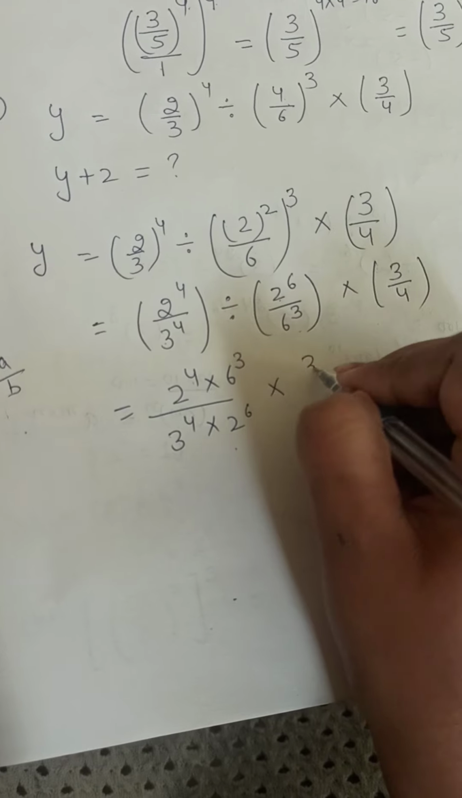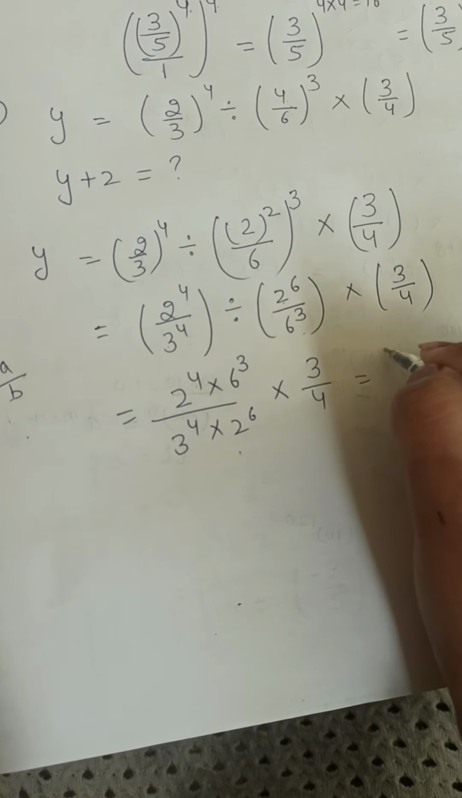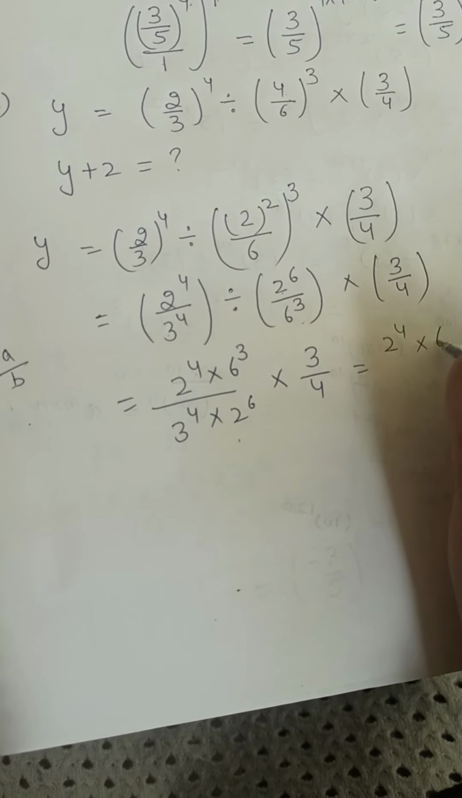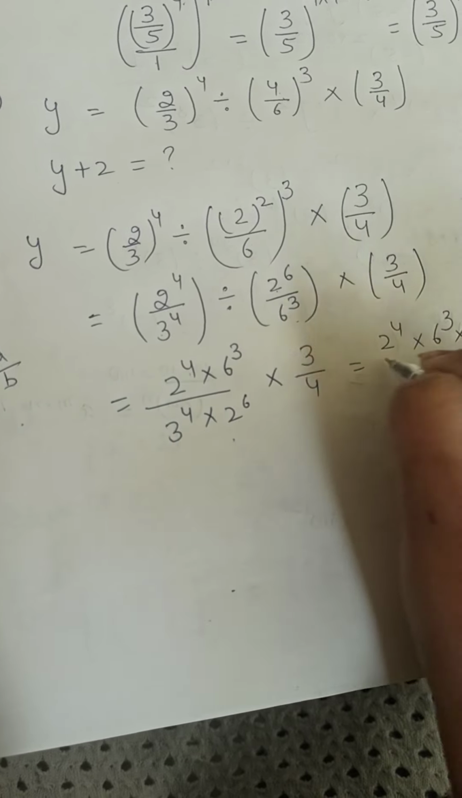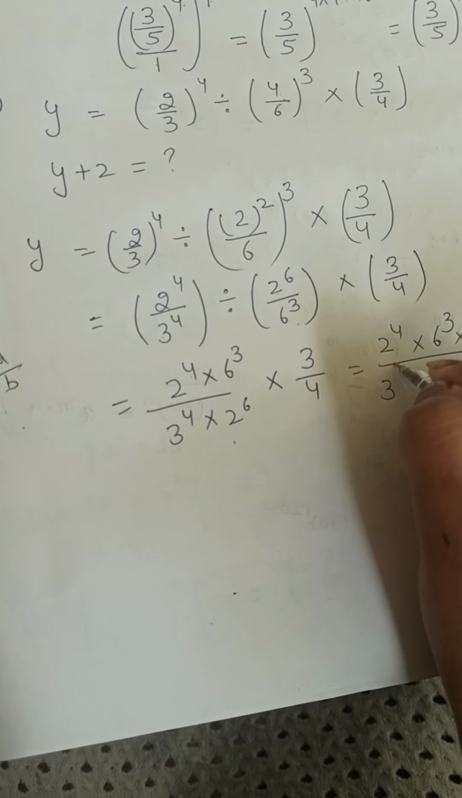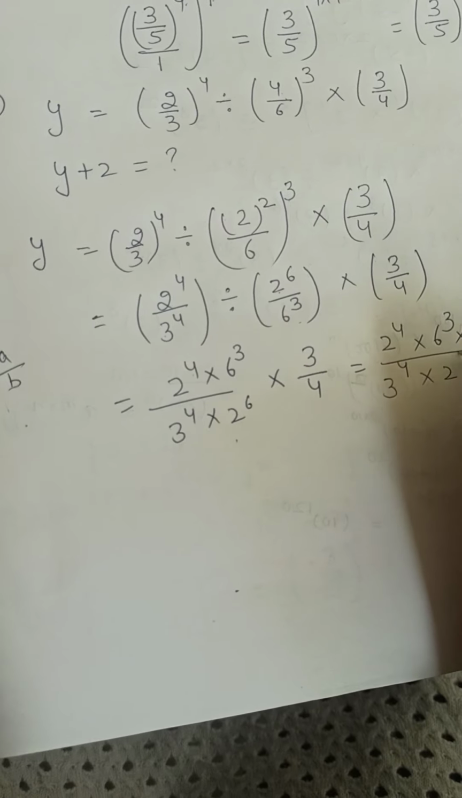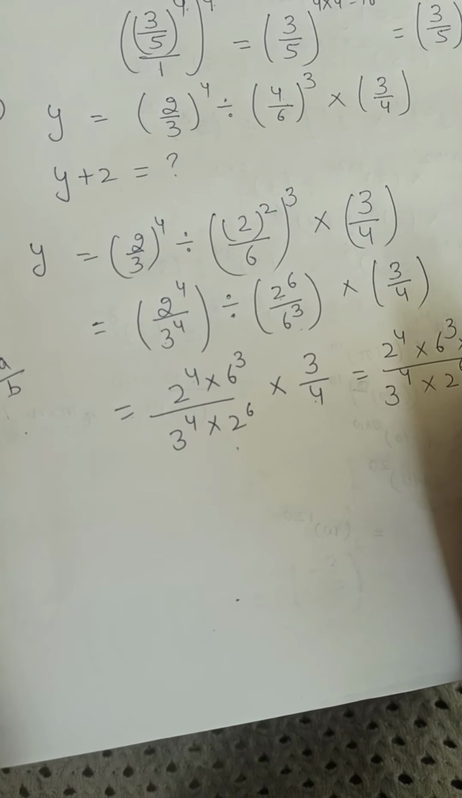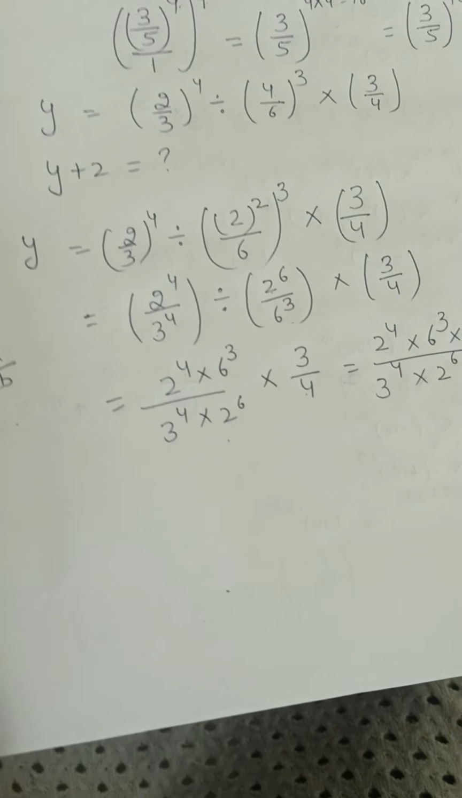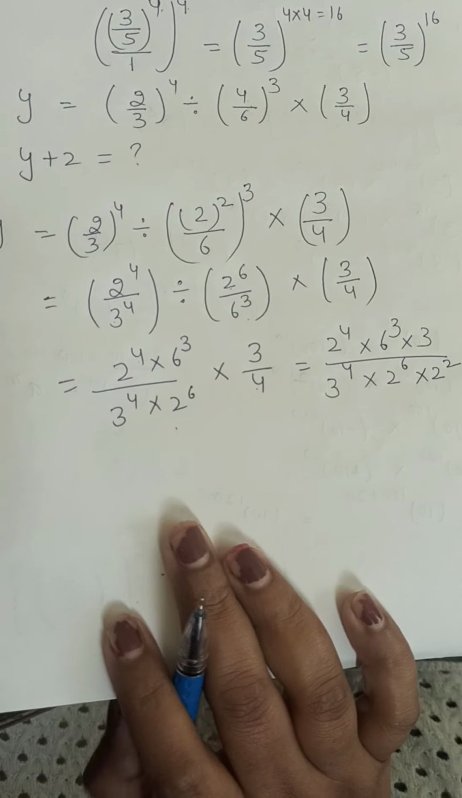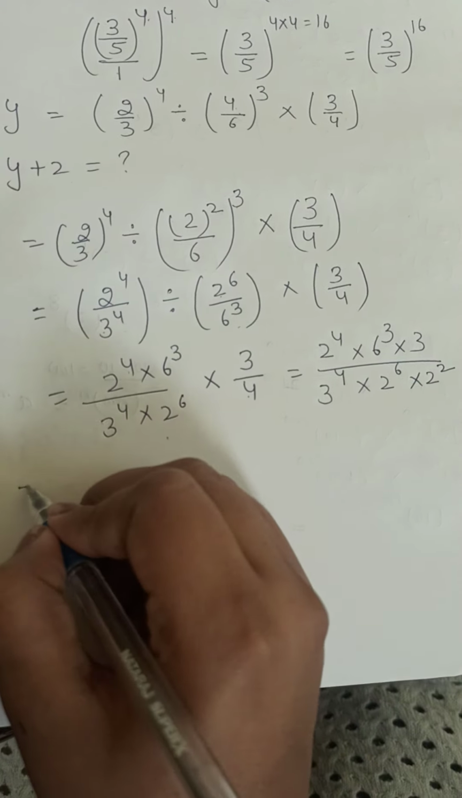Now 3 by 4. So we can write the complete one as 6 to the power 3 multiplied by 3 to the power 4, to the power 6. This can also be written like this, to the power 2. We can write the 4 also like this. Now see this one.